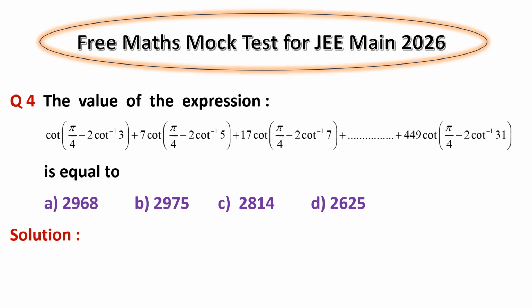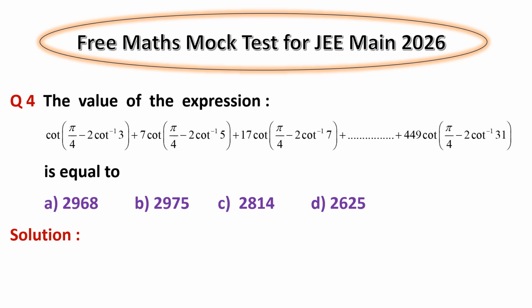The question says: the value of the expression cot(pi/4 - 2 cot^-1 3) plus 7 into cot(pi/4 - 2 cot^-1 5) plus 17 into cot(pi/4 - 2 cot^-1 7) and so on till plus 449 into cot(pi/4 - 2 cot^-1 31) is equal to. Now students, this is a fantastic problem involving the concepts of trigonometry, inverse trigonometry and sequences and series.